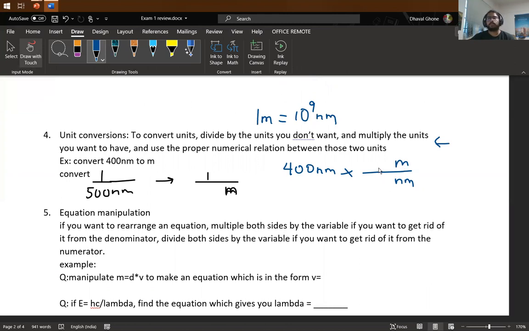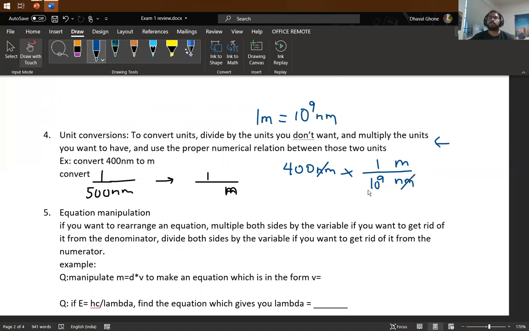And to nullify it, I'm going to use the conversion factor. I said 1 meter equals 10 to the power 9 nanometers. So this thing by itself means 1, so I'm multiplying by 1, but the units are changing. The nanometers cancel off, and what I'm left with is meters.